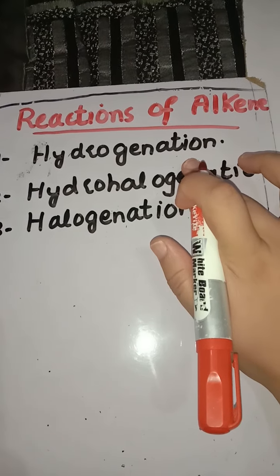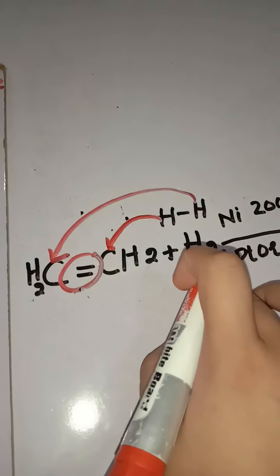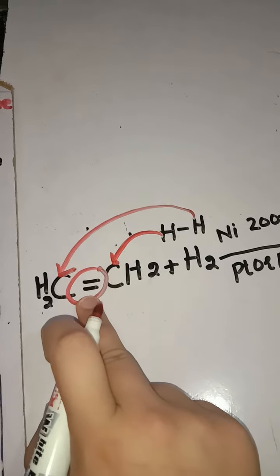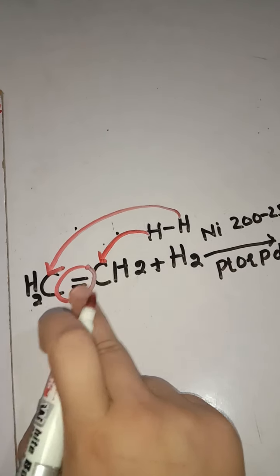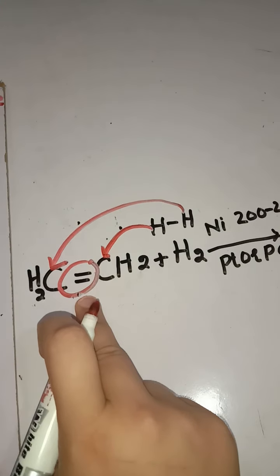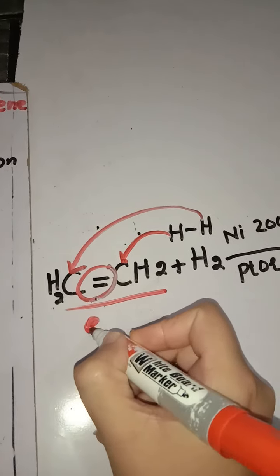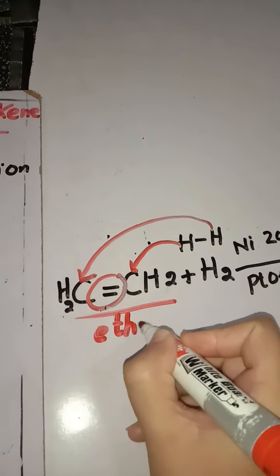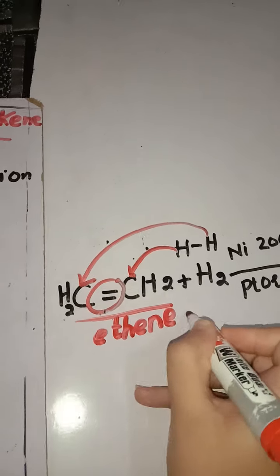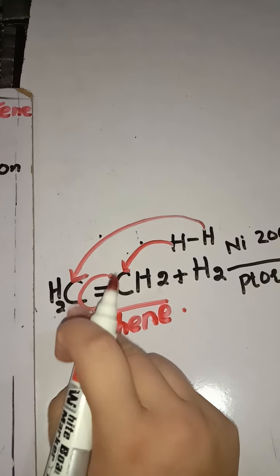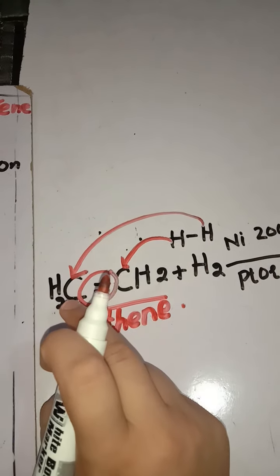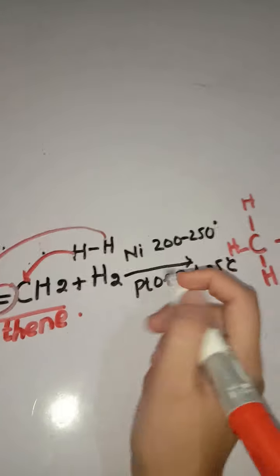So what is meant by hydrogenation? Hydrogenation means addition of the hydrogen molecule to the alkene. So how does the addition of hydrogen take place in the alkene molecule? For example, this is ethene. This is an ethene molecule because it contains two carbons and the double bond is present between the two carbons.